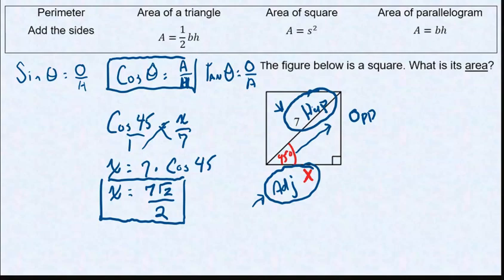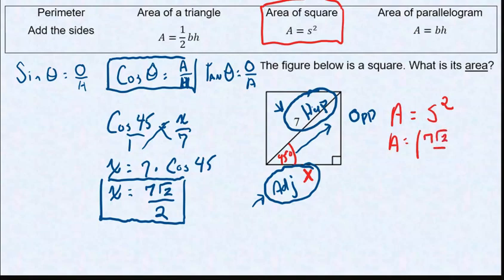Now, I need to find the area. The area of a square is right here, A equals side squared. A equals 7 square root 2 over 2 squared. One of the arguments I keep making is that this is easier. It is easier than using a decimal. I do not need a calculator at this point.